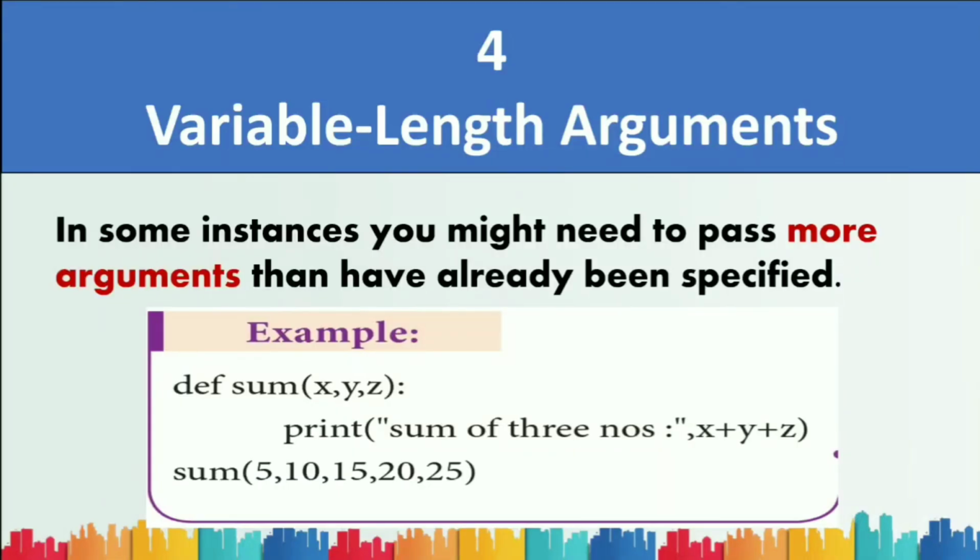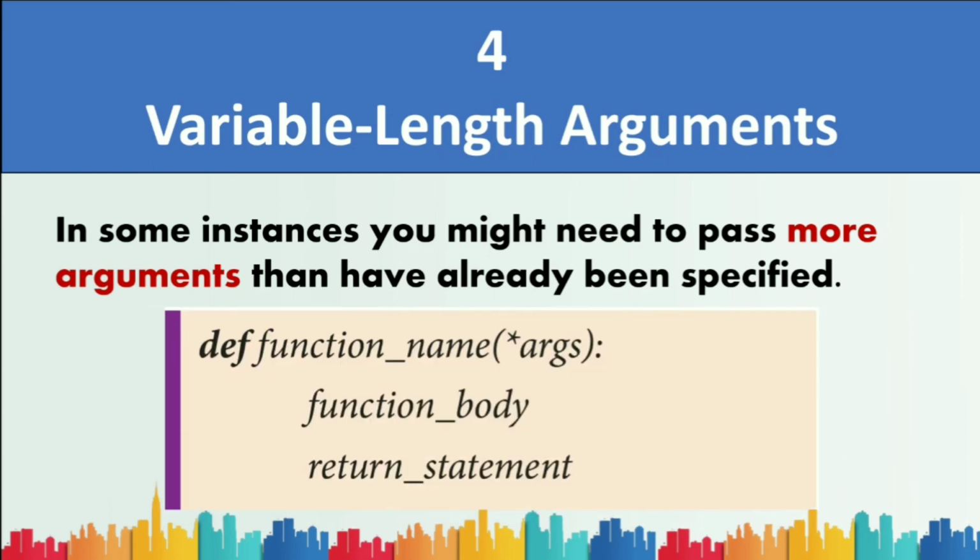And the last one is variable length arguments. In some instances, you might need to pass more arguments. So look at this example. We have defined a function with 3 parameters and the function call statement is passed with 5 values, which is not possible. These 3 parameters cannot hold 5 different values. So in this situation, instead of writing parameters like this, you can make it a variable length argument. That is what? With asterisk symbol. So let's check with the program.